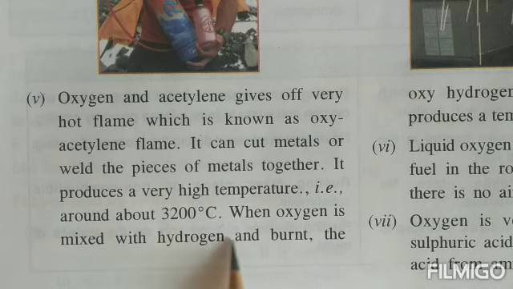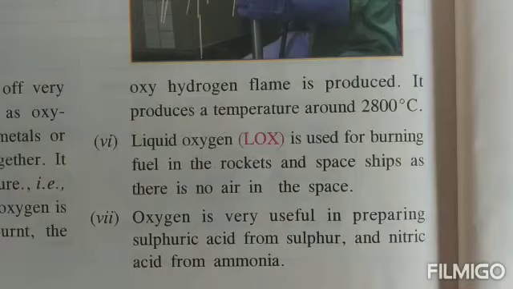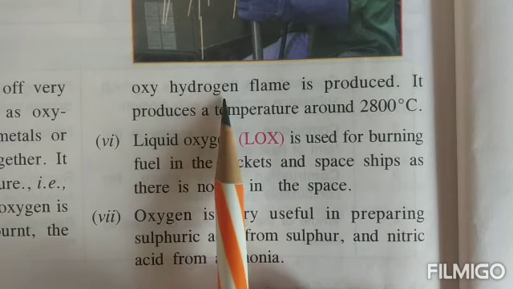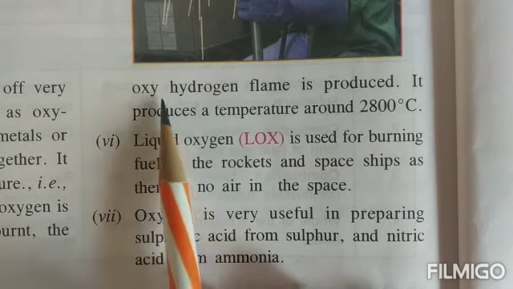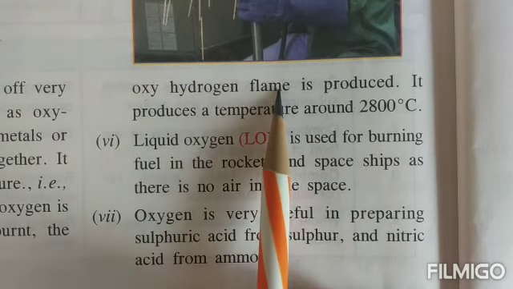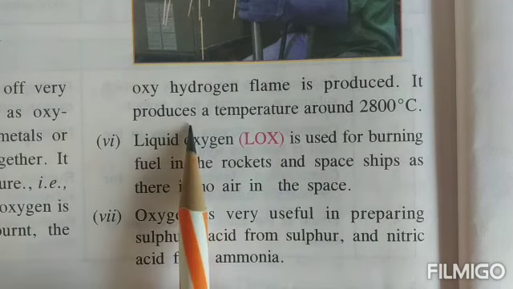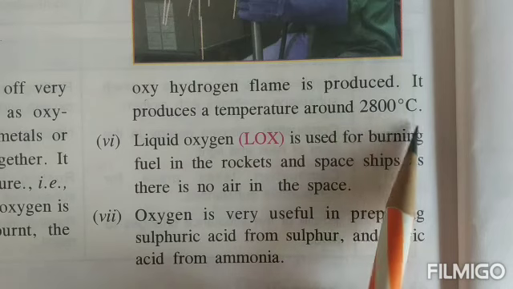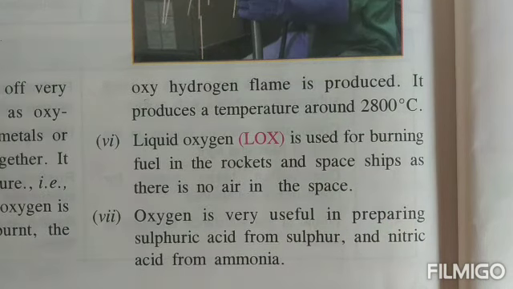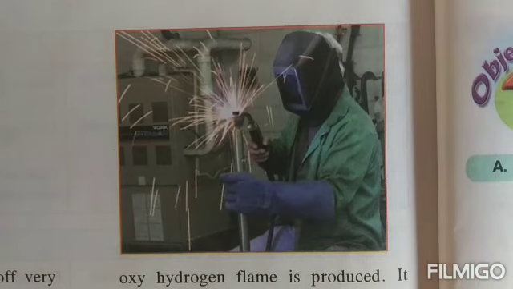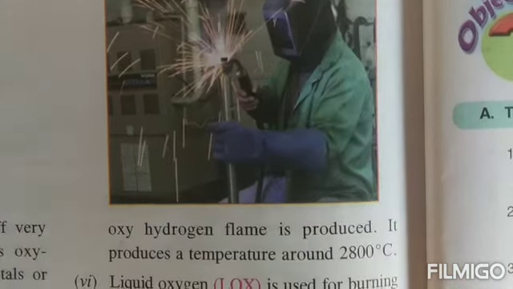When oxygen is mixed with hydrogen and burnt, an oxyhydrogen flame is produced. Now the same gas, children, when it is mixed with hydrogen and burnt, produces the oxyhydrogen flame, and the temperature reaches over here 2800 degrees Celsius, as you can see in the picture which is given in your books. See, so this is the oxyhydrogen flame.